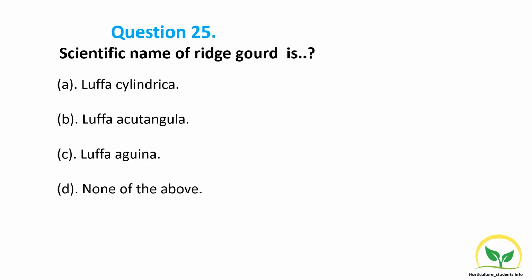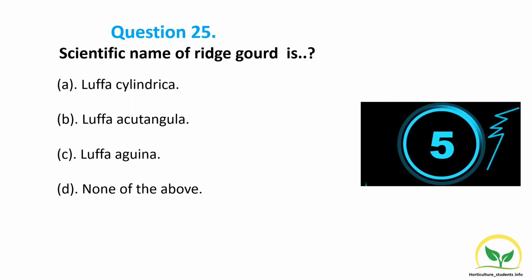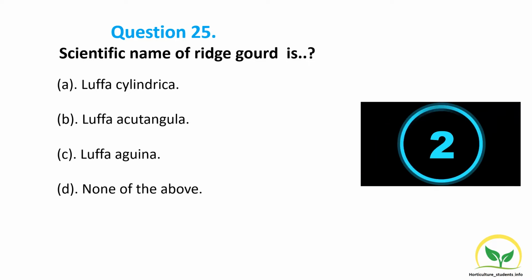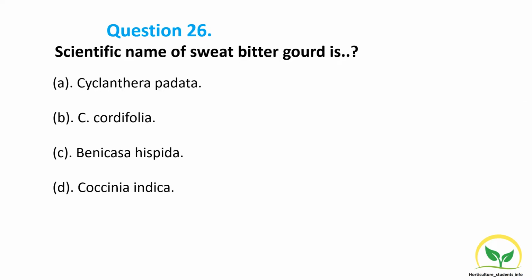Question number 25. Scientific name of ridge gourd is: A. Luffa cylindrica, B. Luffa acutangula, C. Luffa aegyptiaca, D. None of the above. Answer: B. Luffa acutangula.